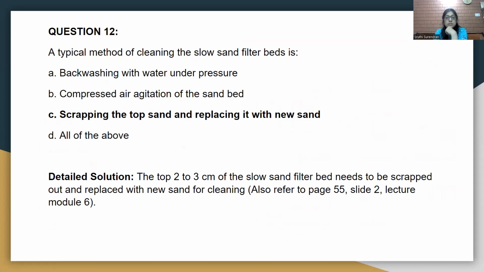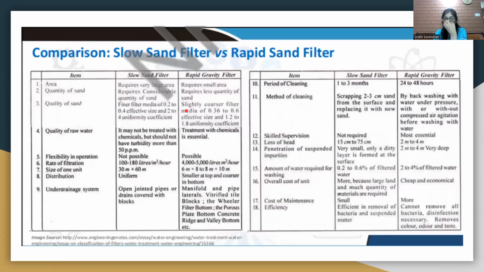Backwashing with water under pressure is a maintenance technique that is used in rapid sand filters. Compressed air agitation is also used in rapid sand filters. You can refer to the slide for the comparison between slow sand filters and rapid sand filters in terms of the filter media, the requirement of water, the kind of operation that happens, and the maintenance technique that is being used in these types of filters.